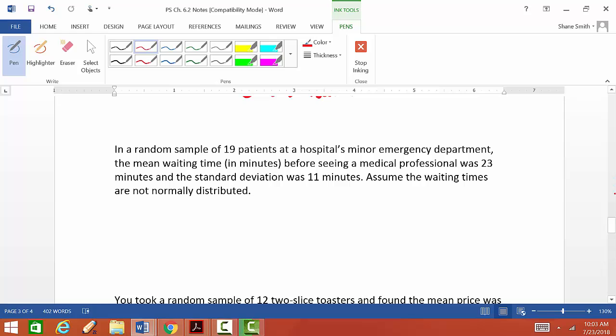All right, this one, 19 patients at the hospital, so my sample size is not large enough, and it's actually not normally distributed either, so this one's a neither. So that's a frowny face because we won't be able to create a confidence interval.